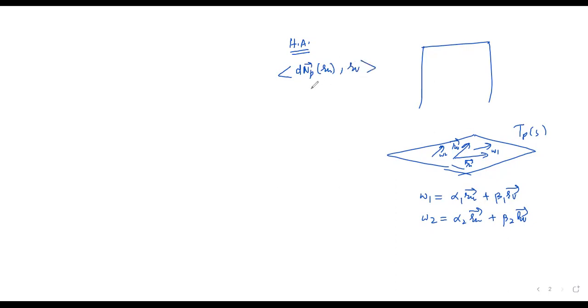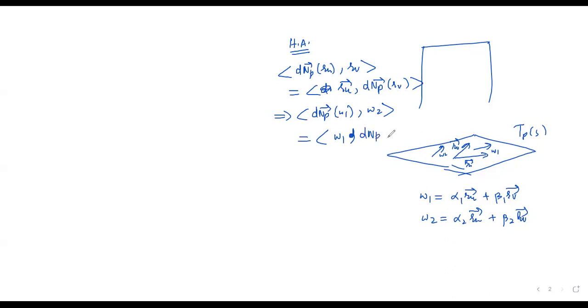The inner product of rv is equal to t, which is equal to ru comma dnp times applied to rv. If this is true, you just have to use the linearity, nothing more to do. If this is true, it implies that dnp at w1 comma w2 is equal to w1 comma, here it means inner product, so be careful, dnp applied to w2 for all w1 comma w2 belonging to TpS.